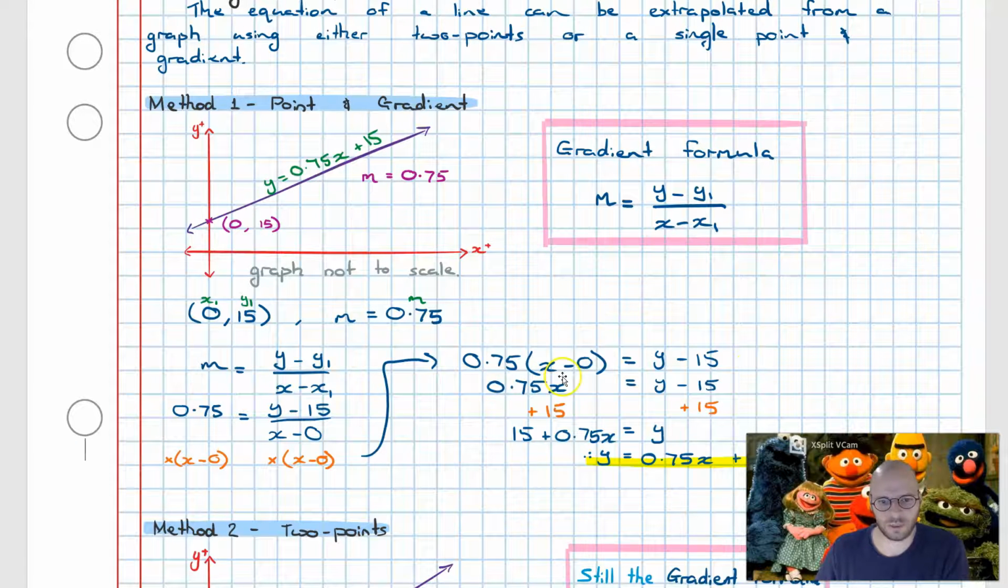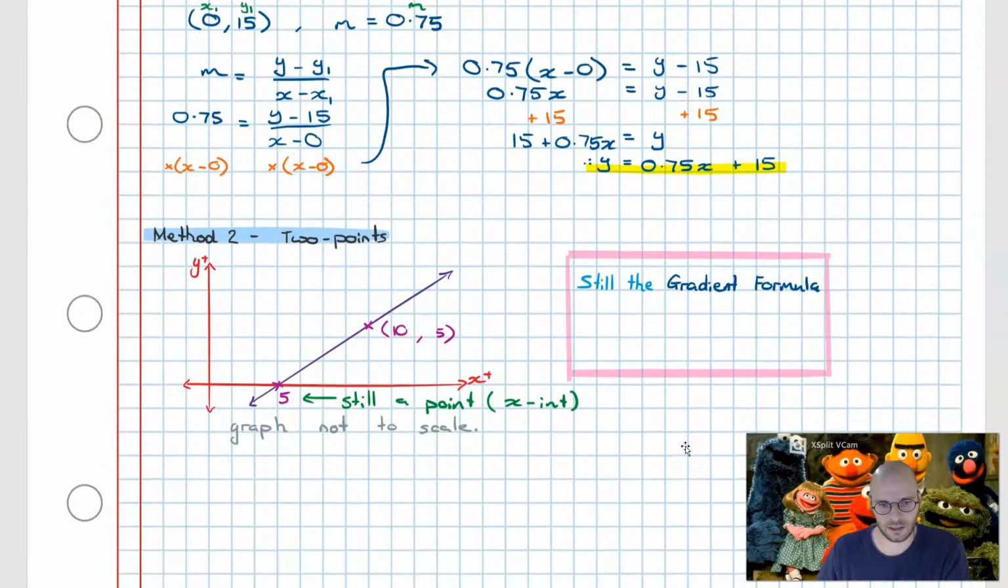So in summary, the way in which we can deduce the equation of a line when we're given a point and a gradient is we simply use this formula over here. Substitute in the values, rearrange for y. If you want to move it into general form, then you just move the x onto the left side and multiply everything by minus 1. That would give you general form.